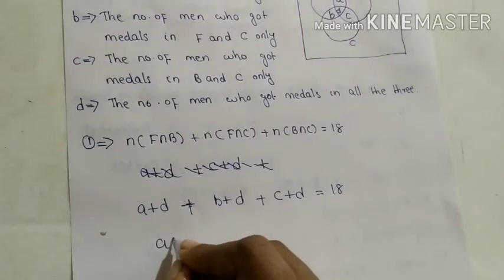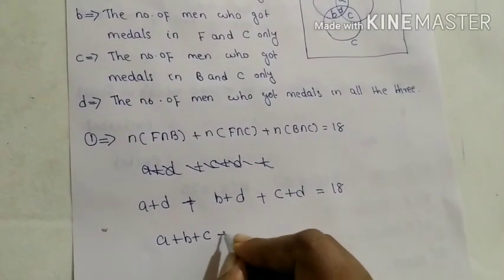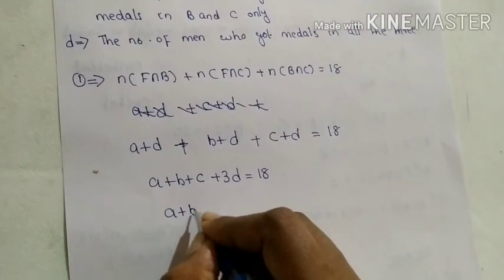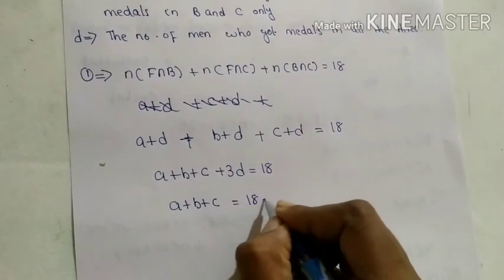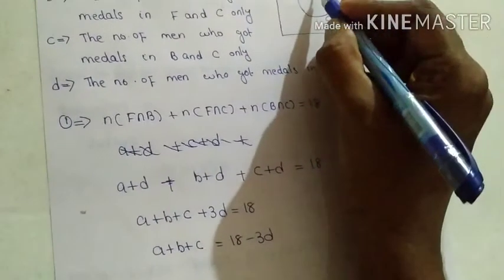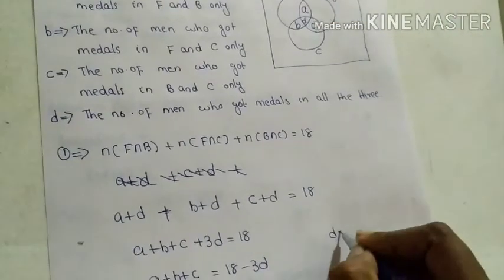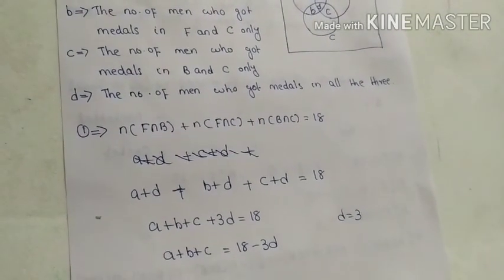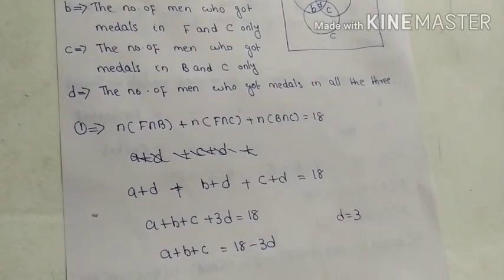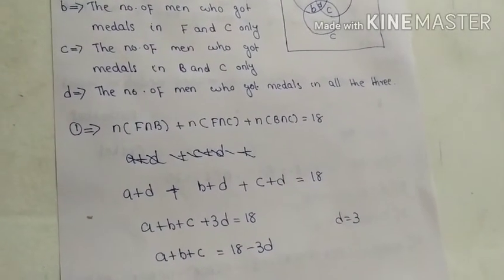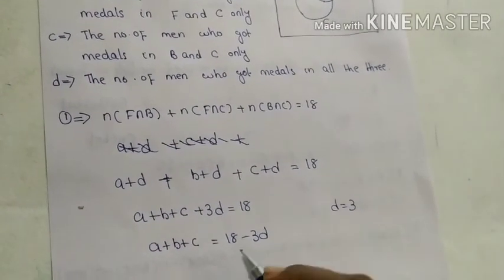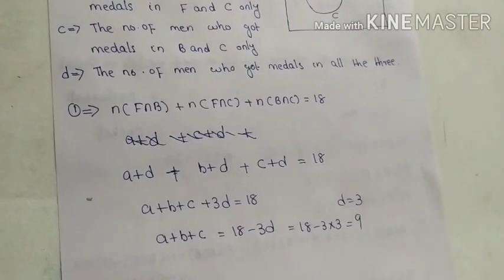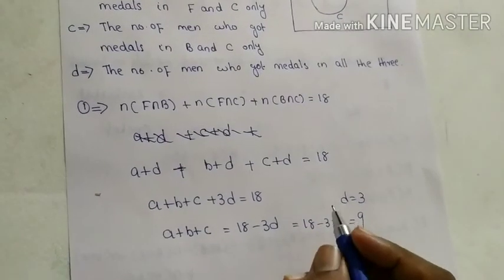So from this we get A plus B plus C plus 3D equal to 18. A plus B plus C equal to 18 minus 3D. We know that the D portion, it is given that D equal to 3. That means D denotes the number of men who got medals in all the three. So it is given as 3. So substituting here we get 18 minus 3 into 3 equal to 9. 18 minus 9, which will be equal to 9.